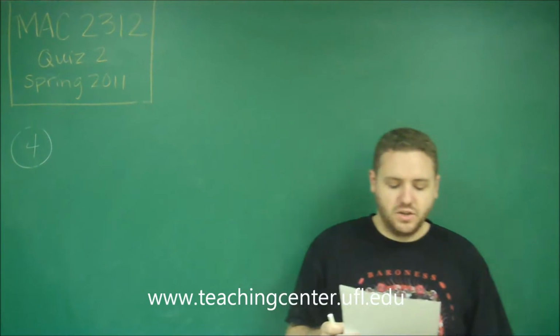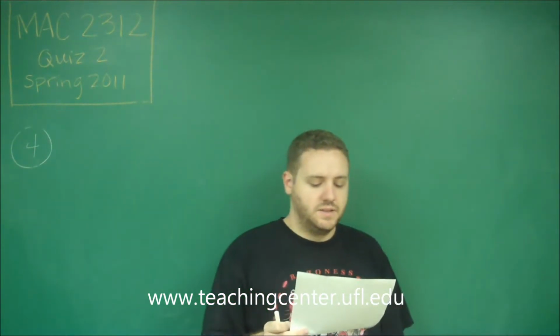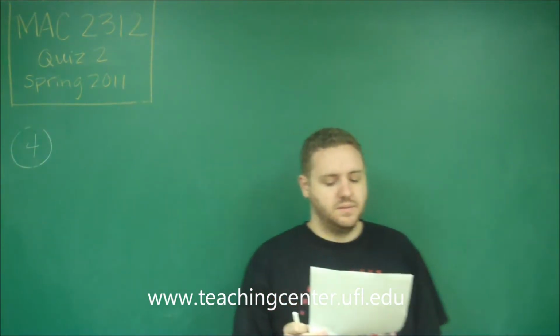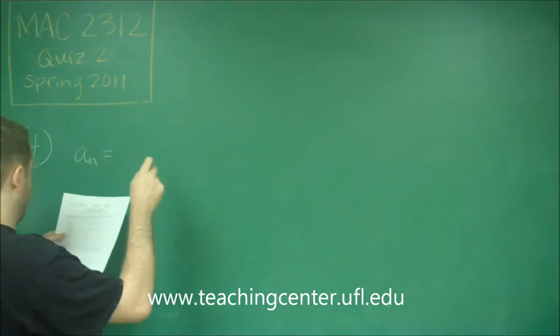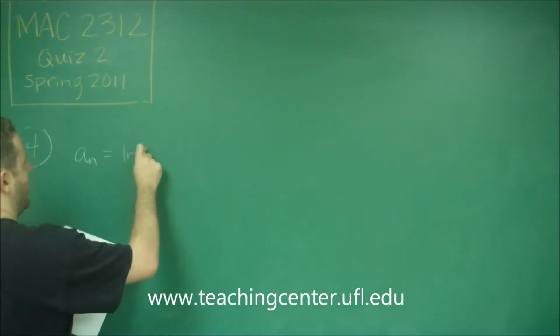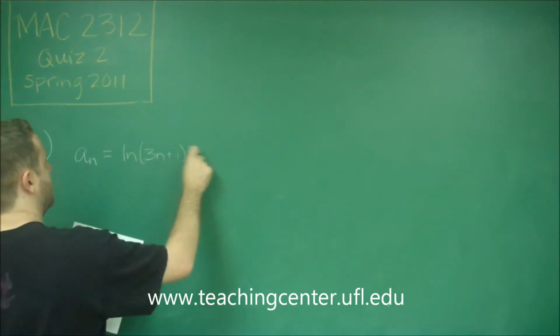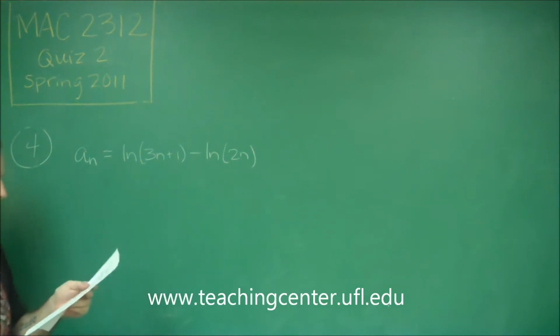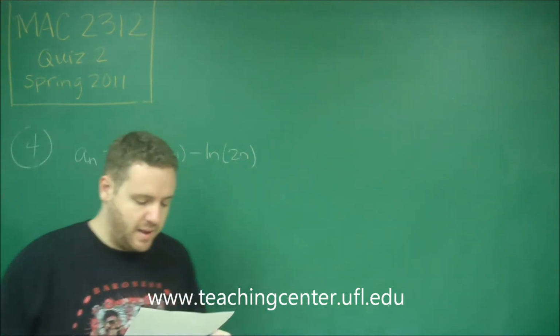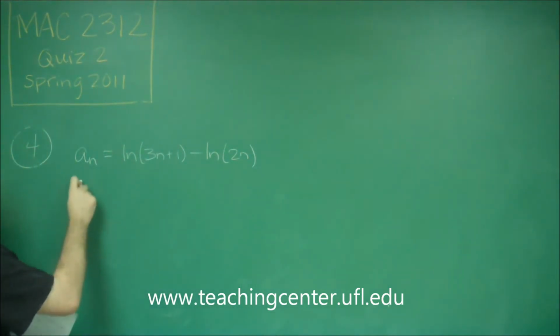In number 4, we're just looking at a sequence here, and it's an a sub n. So every term of our sequence is defined by ln of 3n plus 1 minus ln of 2n. So we're asked first for part A, does this converge or not?